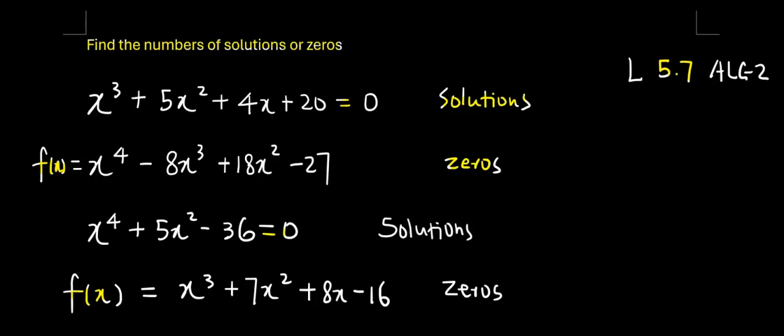Now, how many solutions do we have for this equation? We look at the highest degree. We have 3. We have 4. How many zeros do we have for this polynomial function? The highest degree says 4, so we have 4. The highest degree says 3, so we have 3. That is it. But this video is not over yet because we're going to talk about our next topic.